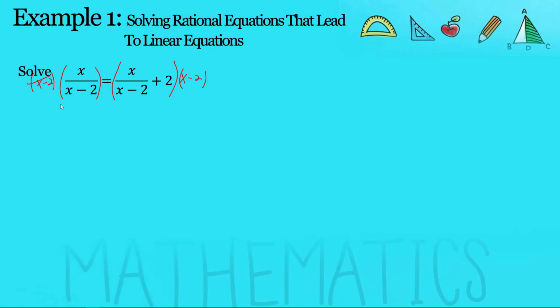Now if we do, we have cancellation over here, and that will give us x. Over here, using the distributive property, we will have x divided by x minus 2 times the quantity x minus 2, plus 2 times the quantity x minus 2. These cancel. We can use the distributive property here, and this will be 2x minus 4, but we'll get there in just a second. Rewriting this, we will have x is equal to x plus, now using the distributive property, 2x minus 4, 2 times negative 2, 4.